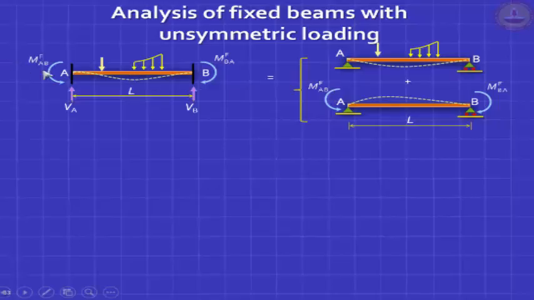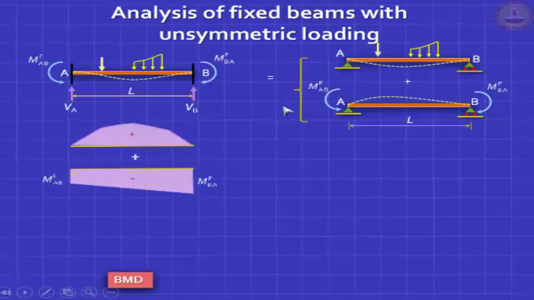Now because of lack of symmetry, the fixed end moment at A won't be equal and opposite to the fixed end moment at B. So we give it a different name. We say MFAB and MFBA, but we are pretty sure both will be hogging. So this will be anti-clockwise, this will be clockwise. But we've got two unknowns now. How do you crack this problem?